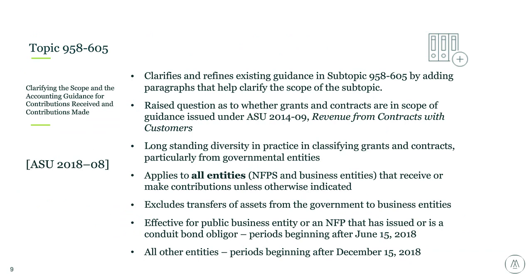With the issuance of ASC 606 a few years ago, there was a question of whether grants and contracts, and specifically those with governmental entities, would be covered under 606 or if they should be scoped out. This ASU was issued to provide some clarification to that question.